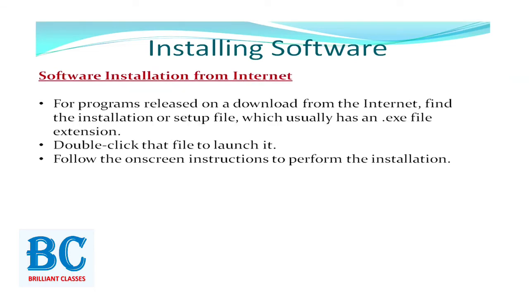If you have a software that has to be downloaded from the internet and then installed, then first download. After that, double click on the setup file. Every software that you download must have a setup file. Double click on that setup file and the installation process will start. Follow the instructions and the process will be complete. It gives you a message when the process is complete.